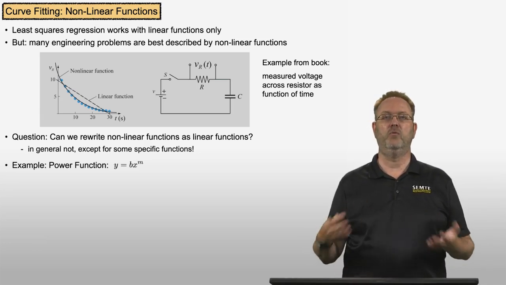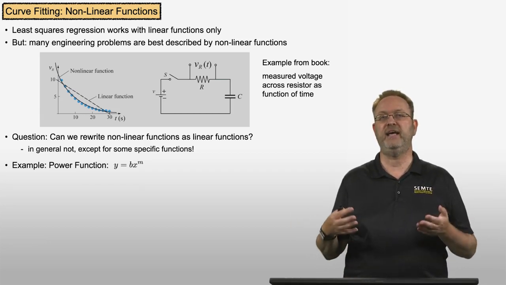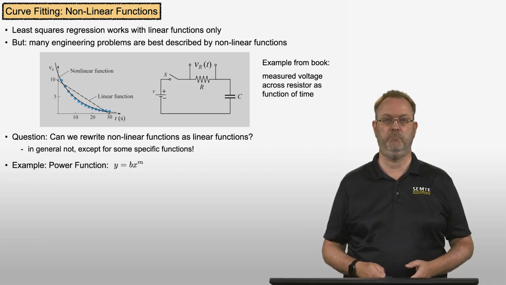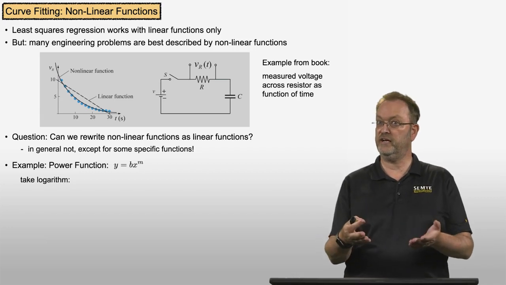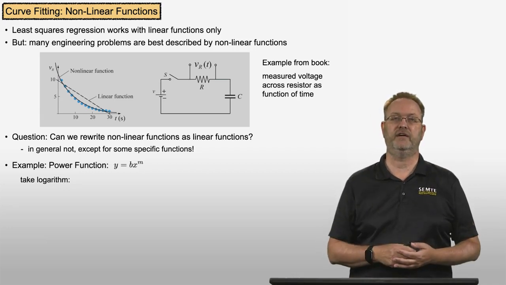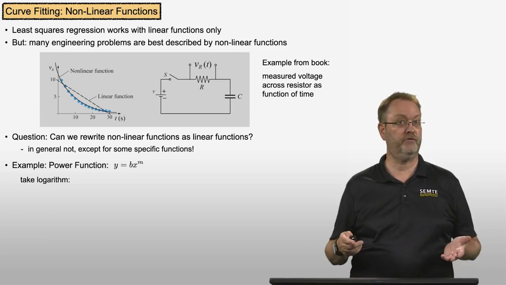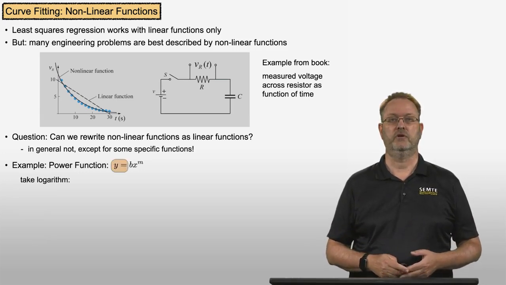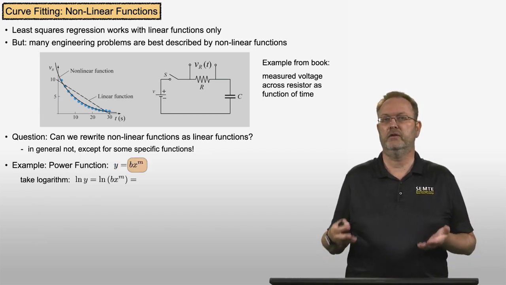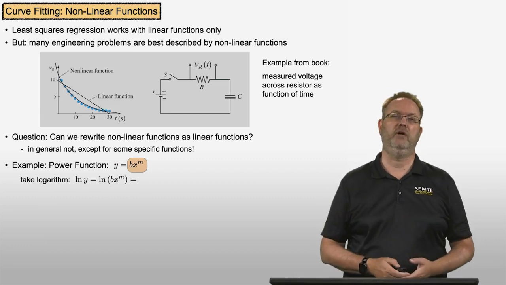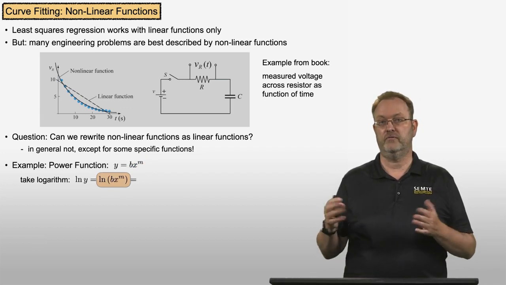So we have y is described by a model that is y equal to b times x to the power m. Now what I'm trying to do is convert this nonlinear function into a linear function. How do I do this? Well, let me take the logarithm of both sides of the equation. So I'm going to take the logarithm of y is equal to the logarithm of b times x to the power m. And now I'm going to use the properties of the logarithm on this right-hand side.